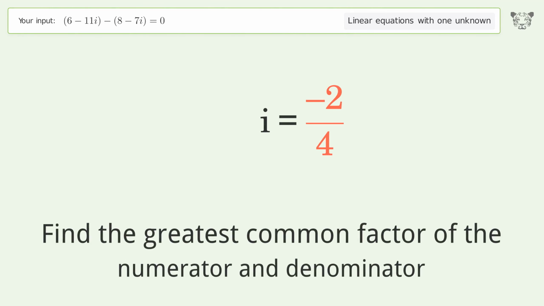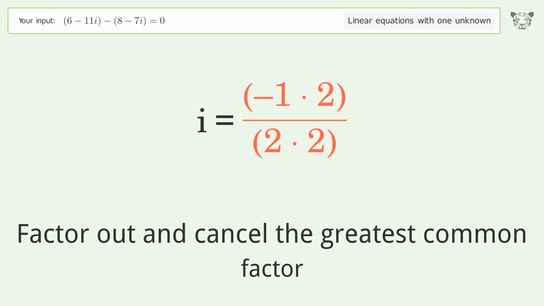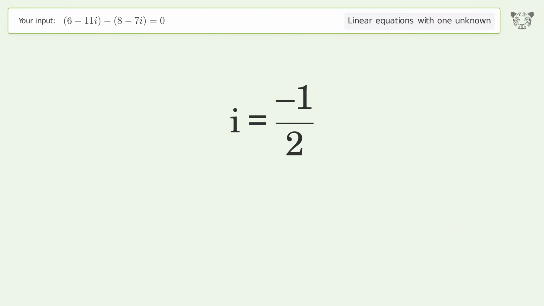Find the greatest common factor of the numerator and denominator. Factor out and cancel the greatest common factor. And so the final result is m equals -1/2.